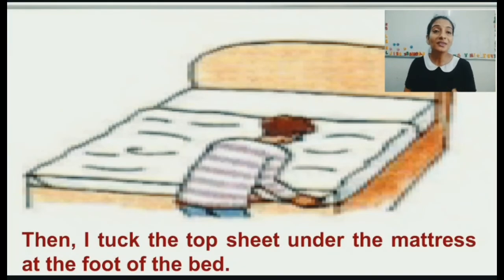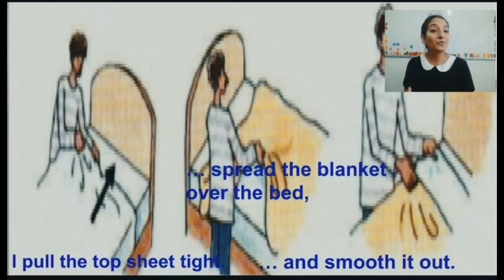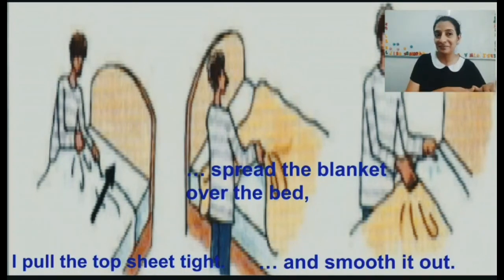Then what do I do? Then I tuck the top sheet over my bottom sheet under the mattress at the foot of the bed. So at the head, at the foot. Okay, so where are we tucking? We are tucking under the mattress at the foot of the bed. Then what do I do? I pull the top sheet tight. I'll tell you the meaning of this adverb tight later in the chapter.